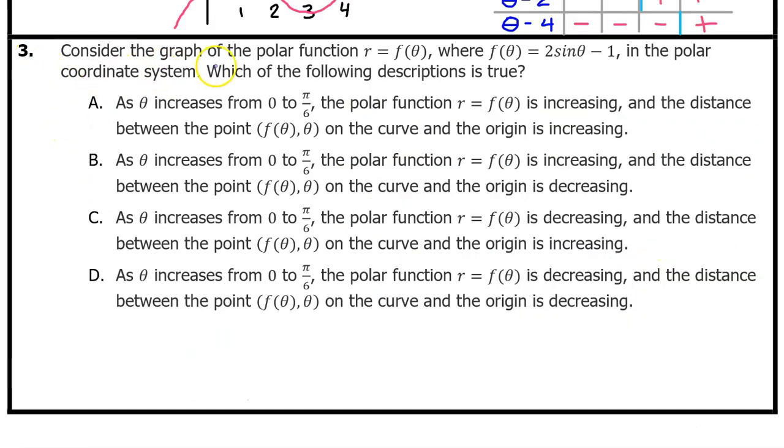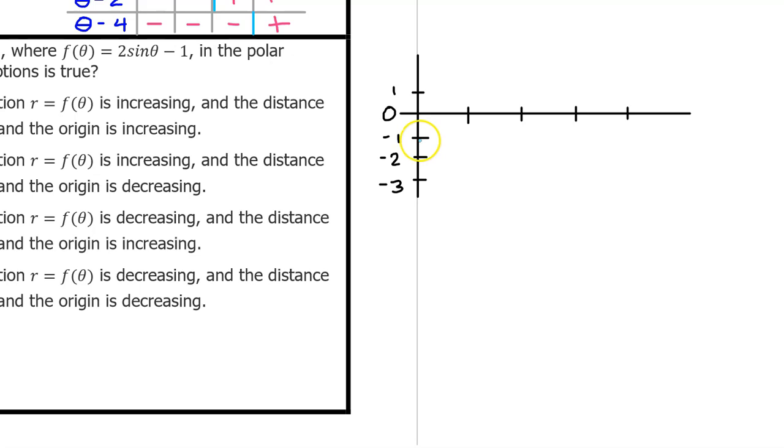Number 3, consider the graph of the polar function r equals f of theta, where f of theta is equal to 2 sine theta minus 1 in the polar coordinate system. Which of the following descriptions is true? These options are all about whether the point f of theta comma theta is getting closer to the origin or further away from the origin on the interval from 0 to pi over 6. My strategy will be to sketch a rectangular graph and use that to answer the question.